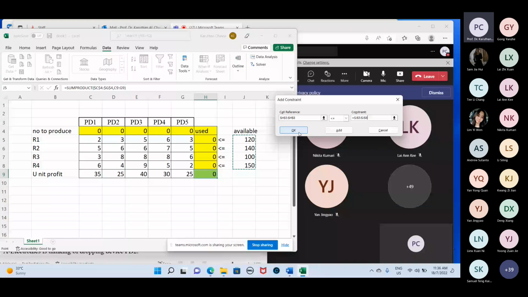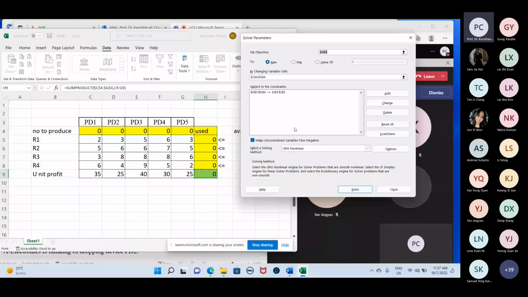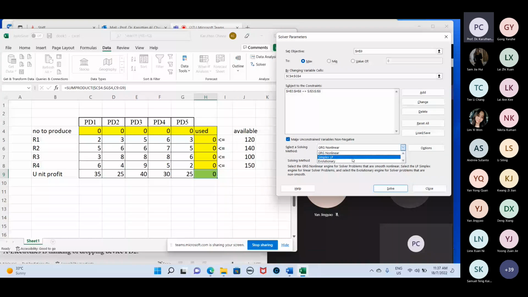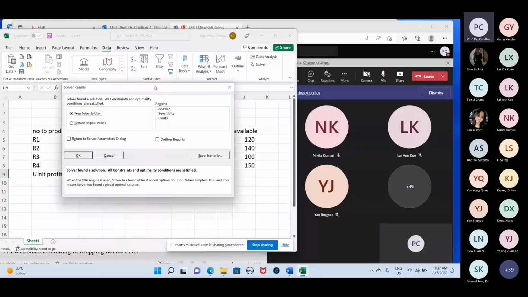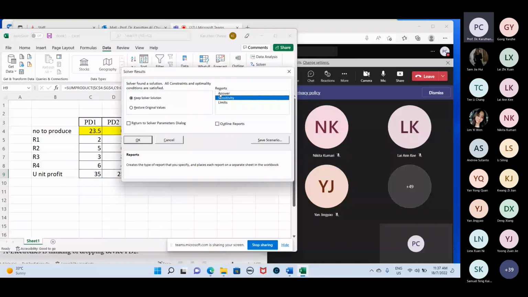Are you okay? Just now somebody asked me. You don't have to copy and paste, nothing. All right. And then solve. Change the method to Simplex. And solve. Now to get the sensitivity and other things, click this. If you want the answer, you can also click this and click OK.